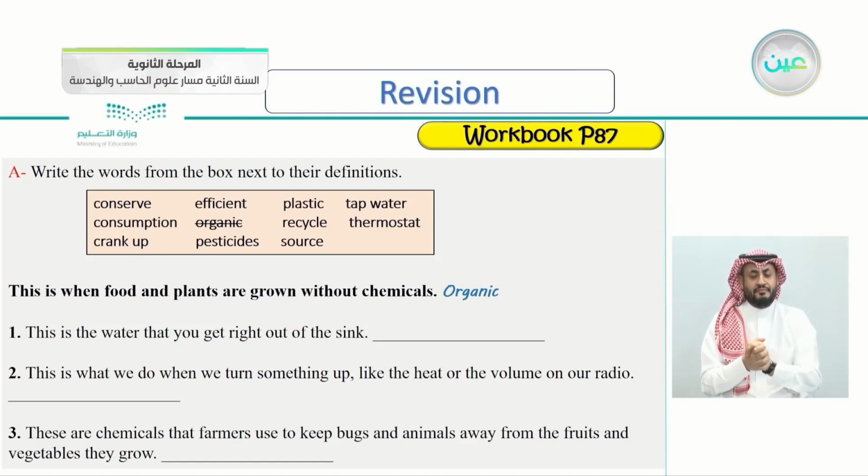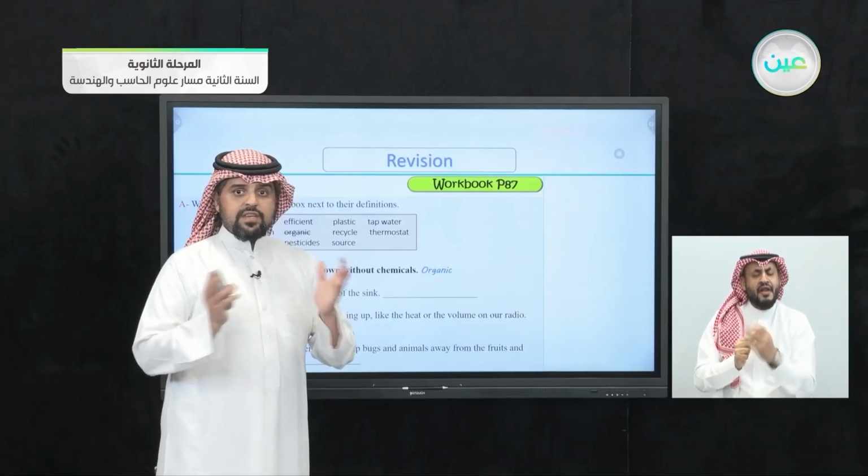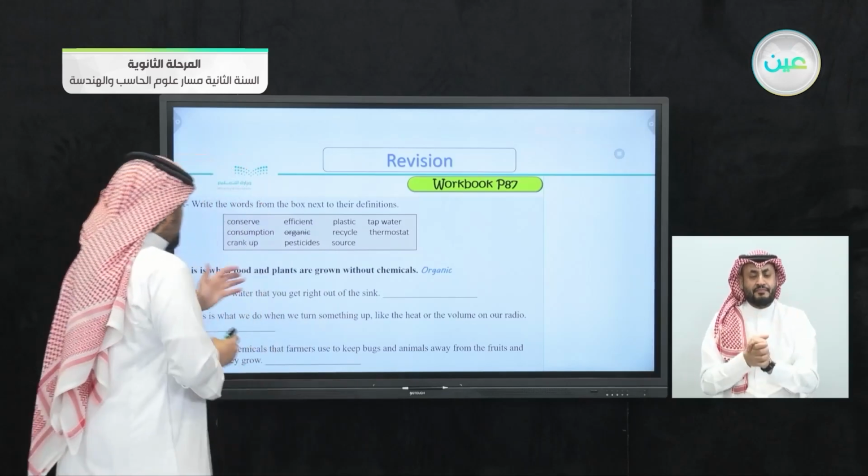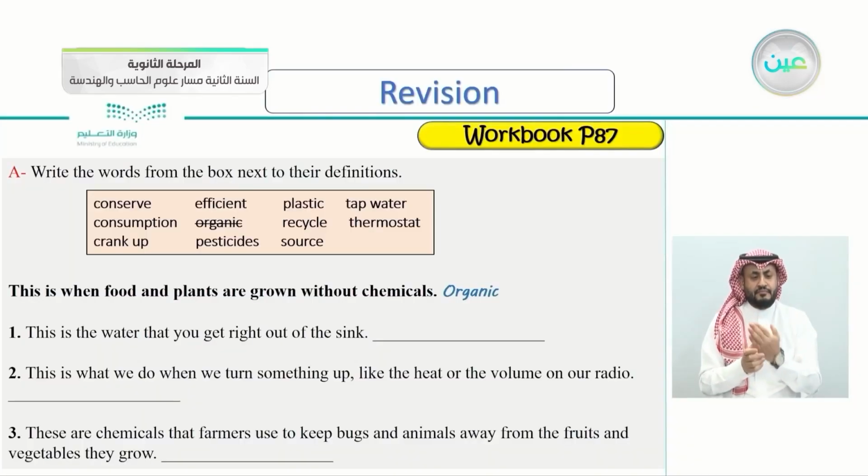This is when food and plants are grown without chemicals, and the answer here is organic. Organic food is food that is grown without any interference of chemicals. So before we go on, let's read the words here.